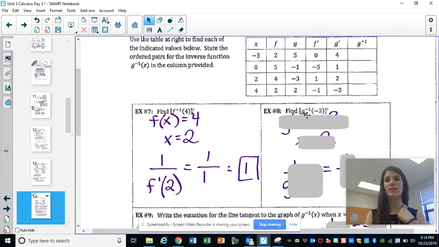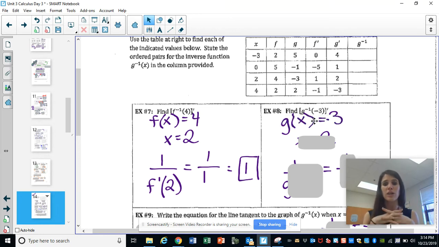Here we go. What about this one? Now we're looking at g inverse of -3. What's the first thing you do? Pause the video. Try this problem. You got it. All right, we're looking for when g of x is equal to -3.